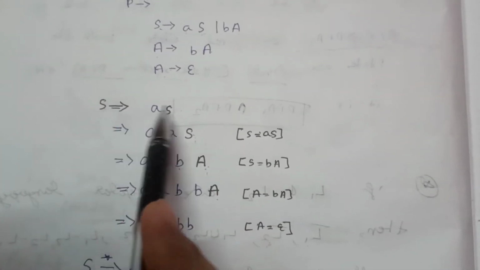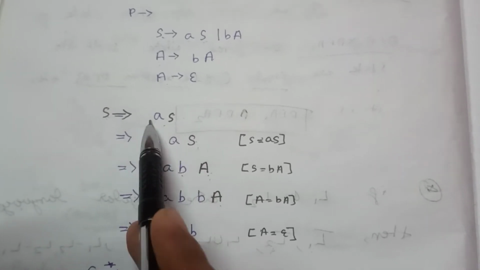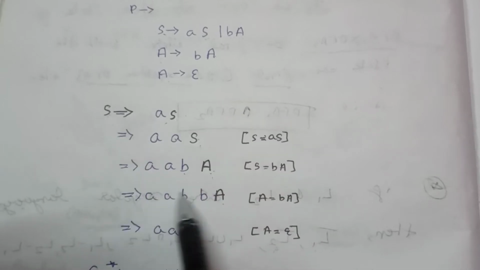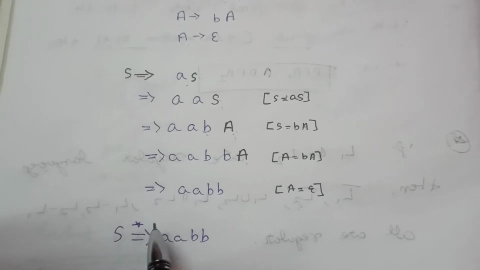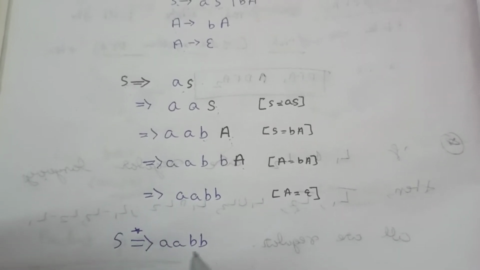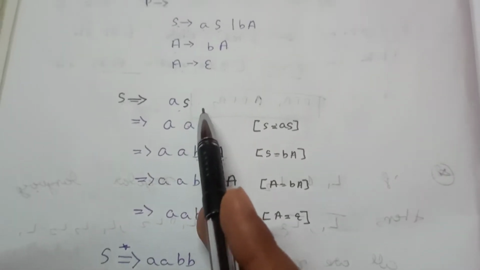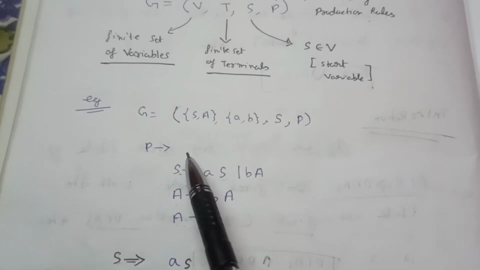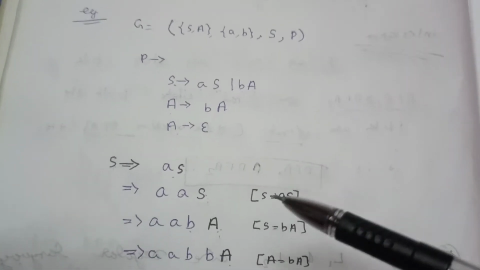Again we write this type of double dash and arrow for one particular step, and if we want to write directly from here to this step, then we write it with a star above the arrow. It is the formation, and we are getting it from S, the start variable. So I think you now have an idea how to write the production rules and how to construct strings from the production rules of a grammar.